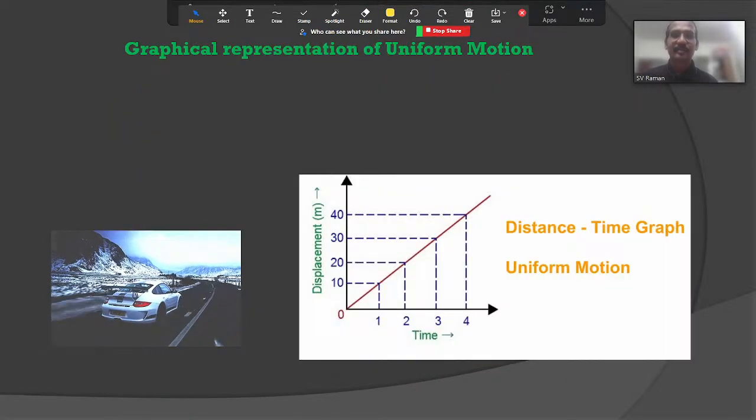Next, you can see the uniform motion graph. Distance time graph, if you mention equal distances in equal intervals of time, that is uniform motion, the graph will come from the origin as a slope like this.